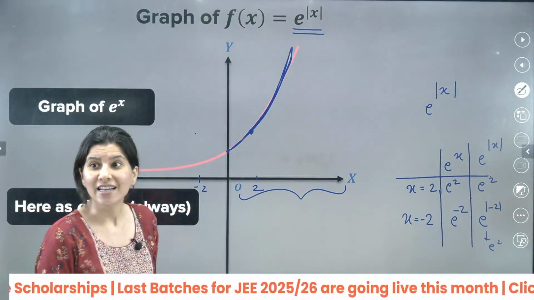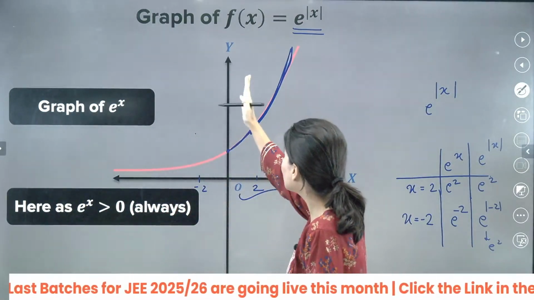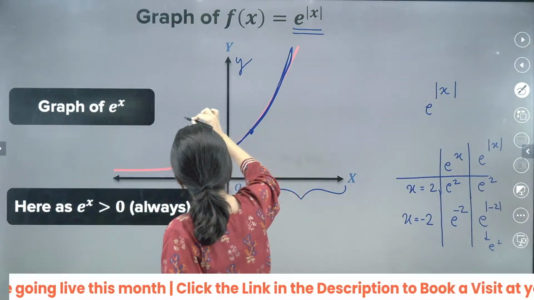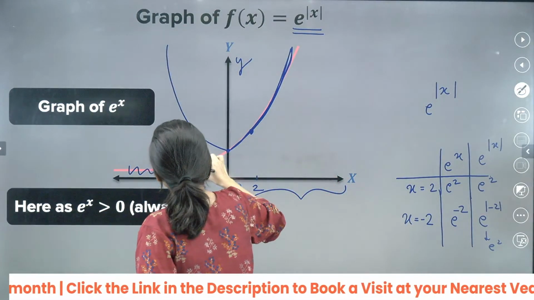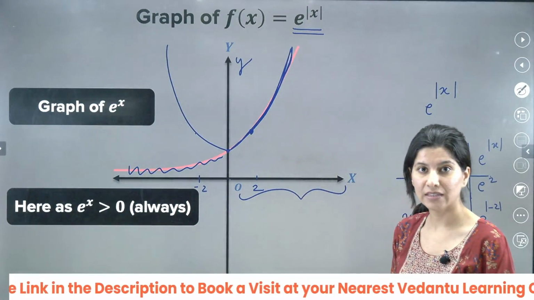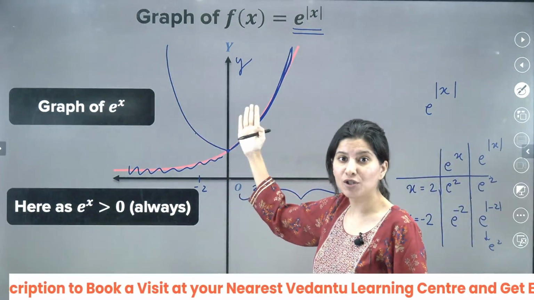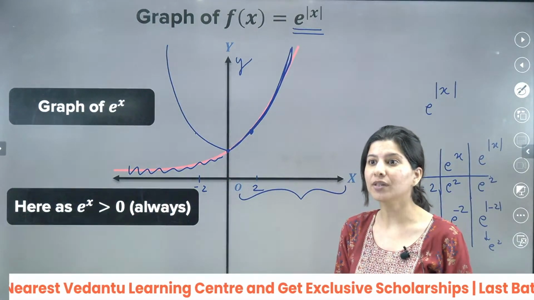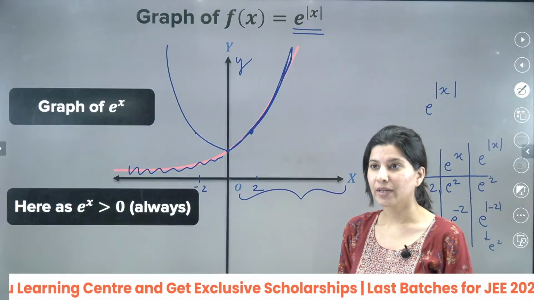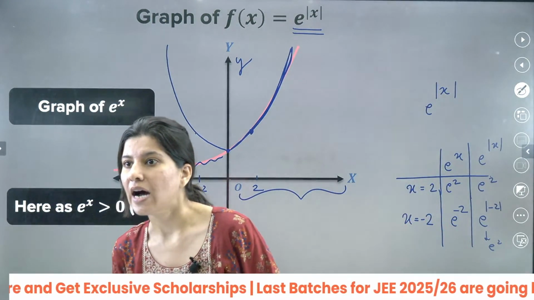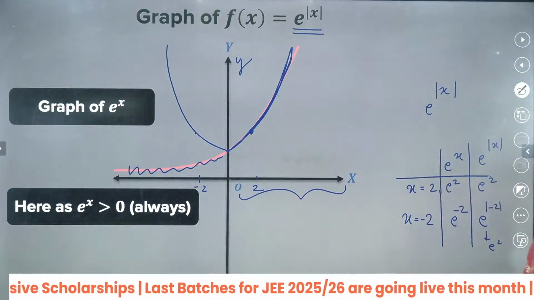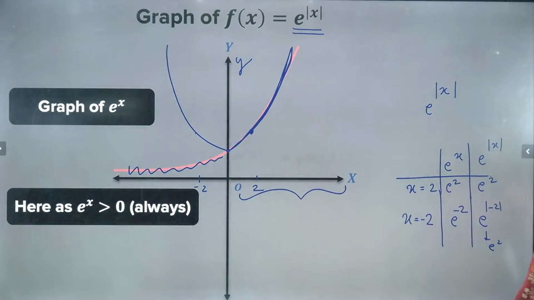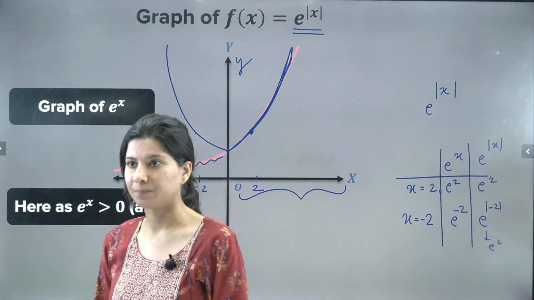What does that mean? This graph will be symmetric about the y-axis, my dear students, and it will look like this. So what do we understand? You just have to take the mirror image about the y-axis. Now I will tell you all the steps. Let me just remove this.